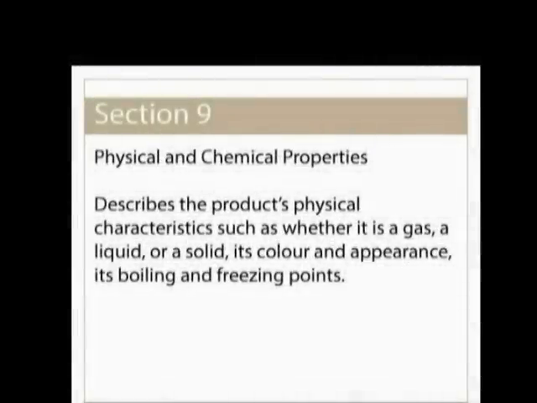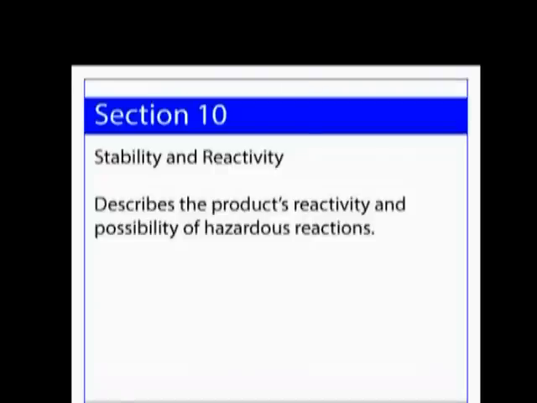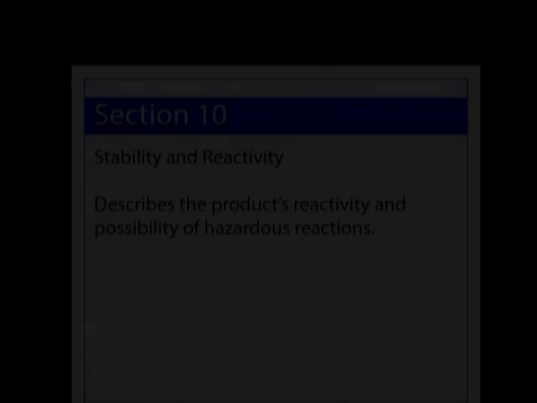Section 9, physical and chemical properties, describes the product's physical characteristics, such as whether it is a gas, a liquid, or a solid, its color and appearance, its boiling and freezing points. Section 10, stability and reactivity, describes the product's reactivity and possibility of hazardous reactions.